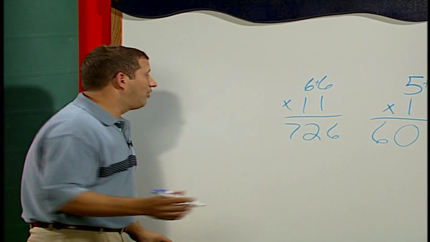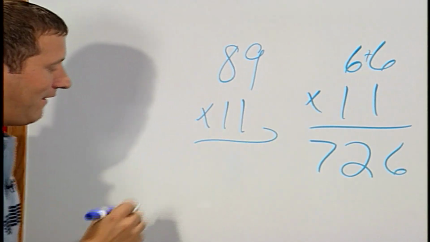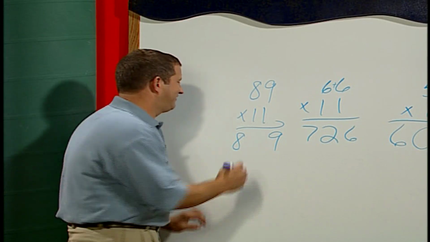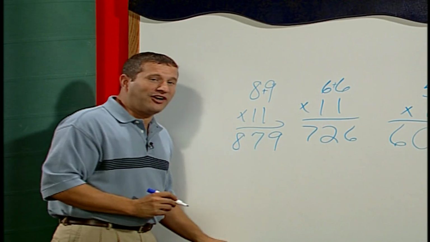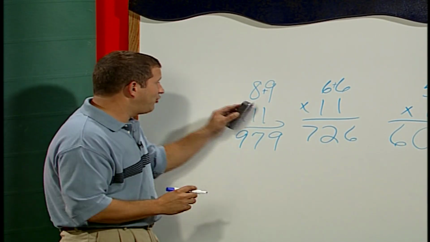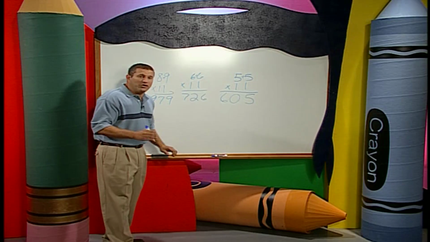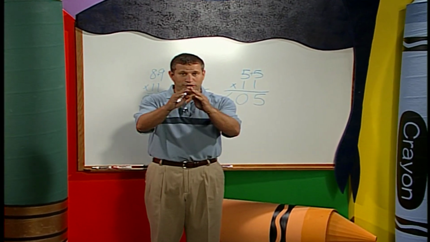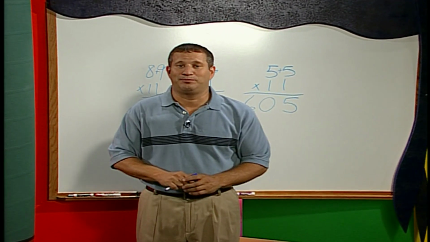It works for all numbers like that, even a big one like 89 times 11. We put an 8 out here, a 9 out here. What's 8 plus 9? It should be 17. That means you put a 7 here and you add 1 to the front and that gives you 979. And sure enough, 89 times 11 is 979. So when you get a chance, anytime somebody has to multiply a number times 11, remember this little trick: just drop them down and add them together, and you'll have the answer every time.